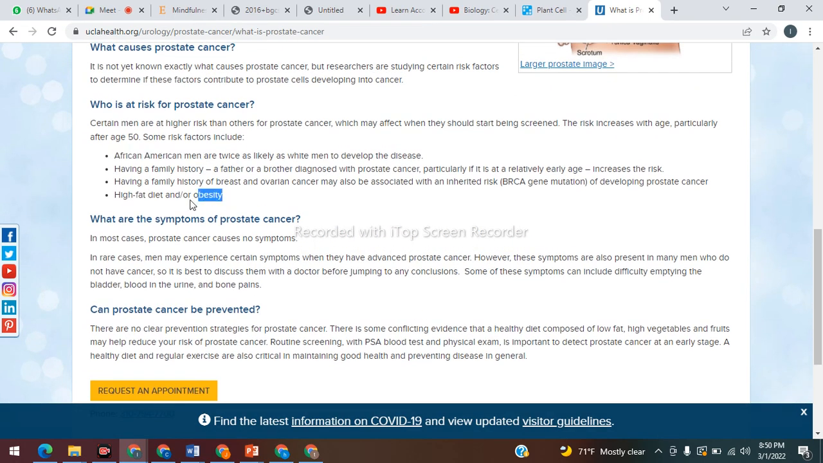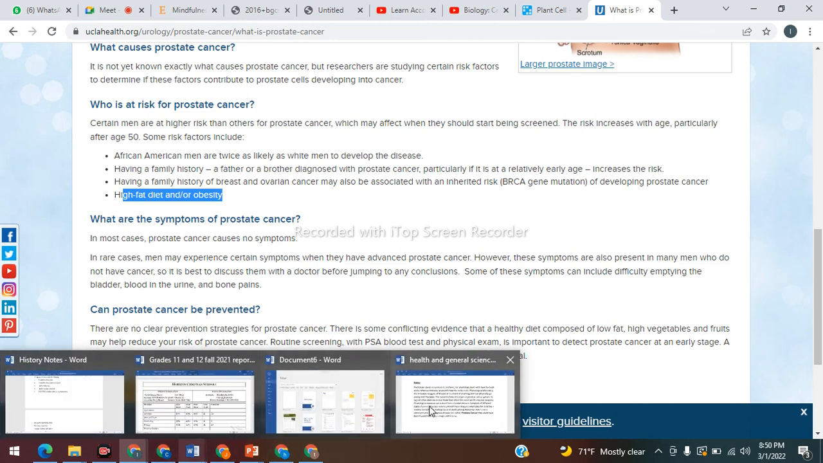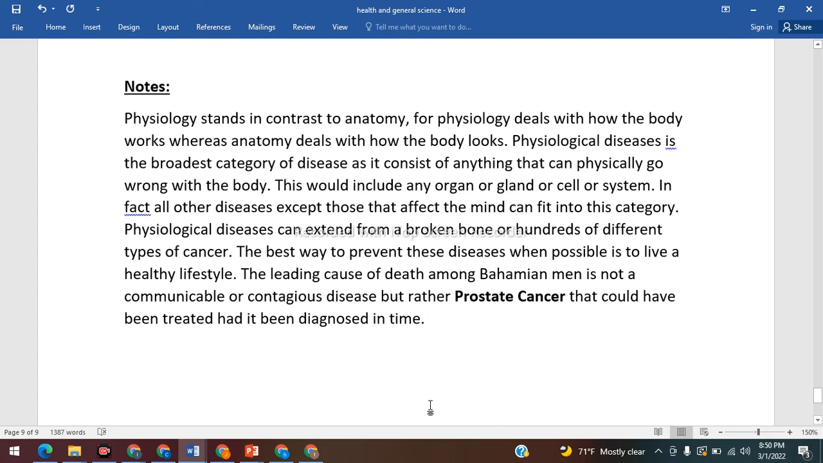High fat diet or obesity. Yeah. Okay. What they're saying is that they have seen it more in black men. That's what they're trying to say. Not that if you were a black person you're going to get it, but they have seen it more in black men than white men. Okay, I'll let that slide. You have no choice. This is what the website says.